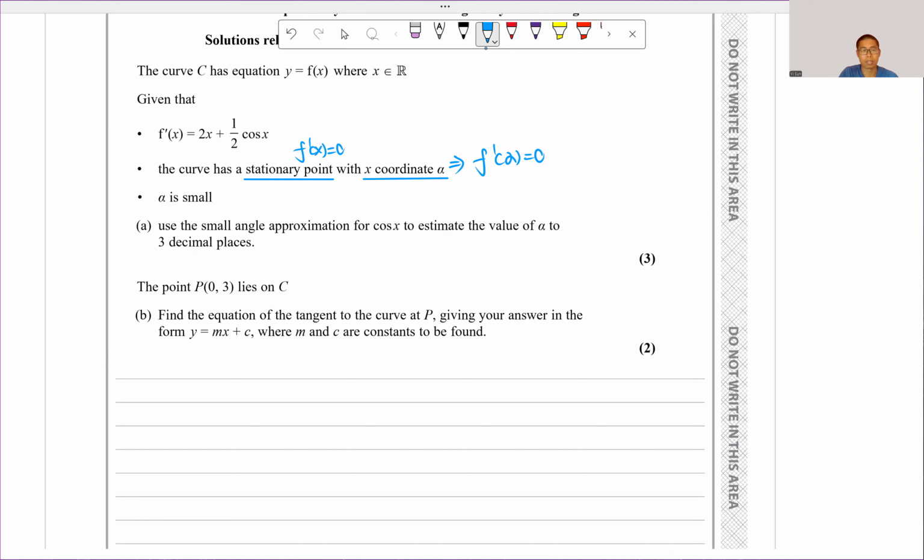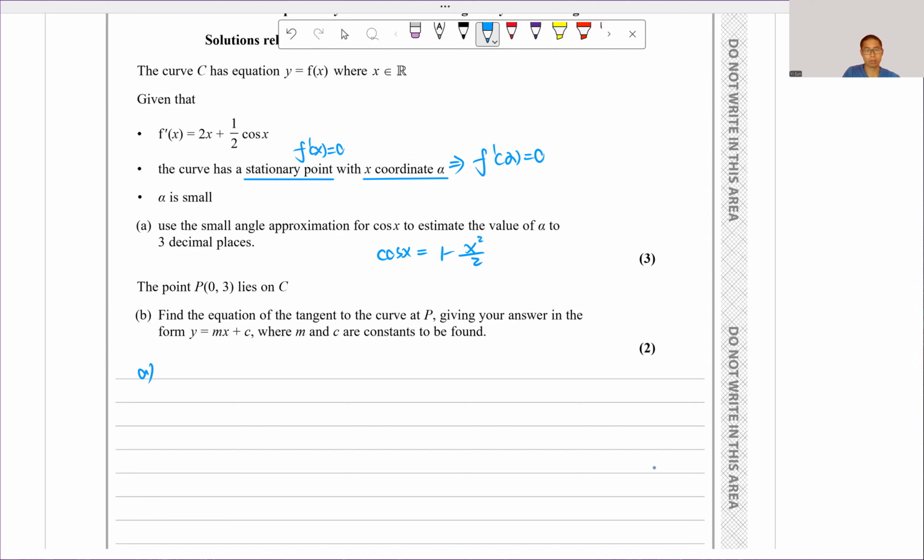And then part A, use the small angle approximation for cos x to estimate the value of alpha to 3 decimal places. So small angle approximation for cos, we know cos x is equal to 1 minus x squared over 2. Let me just write it here. So since this is small angle approximation, we definitely need to use this later. Okay, let's get started.